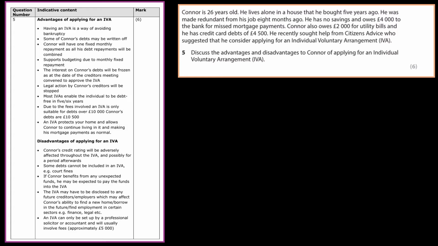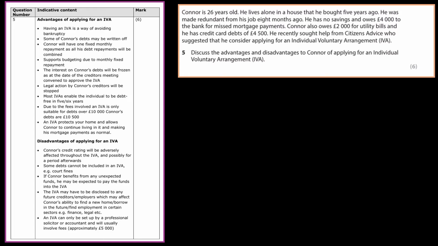Having an IVA is an easy way of avoiding bankruptcy. So that is true. An IVA is a good way of avoiding bankruptcy. Some of Connor's debts may be written off, and Connor will have one fixed monthly repayment, as all his debt repayments will be combined. That is also true. Supports budgeting due to monthly fixed repayment and what have you. So these are a couple of things. Have a look at the others, and there are some disadvantages as well for applying for an IVA.